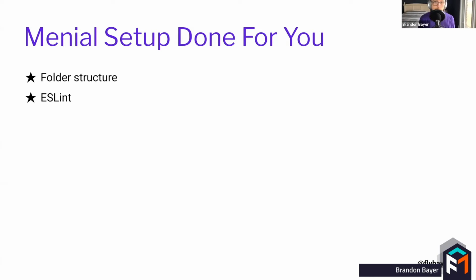ESLint is set up and configured for you. In fact, just this week, we added a Blitz ESLint preset. So now there's just one line in your ESLint config saying I'm using the Blitz preset, and it's based on the Create React App ESLint and includes everything you need for TypeScript and so forth. Thirdly is Prettier. Code formatting is set up and configured for you. Husky is set up for Git hooks, so that whenever you run git commit, it'll automatically lint the code that you're committing and run Prettier on it.